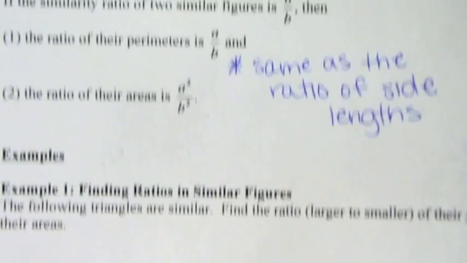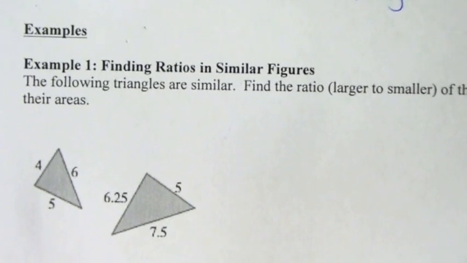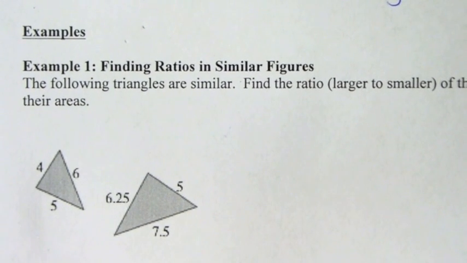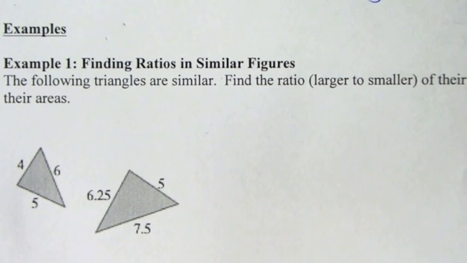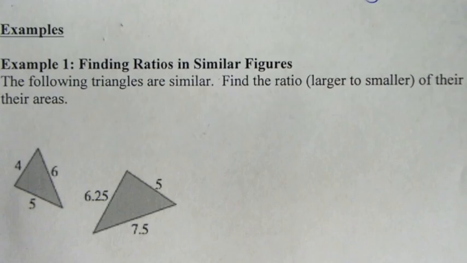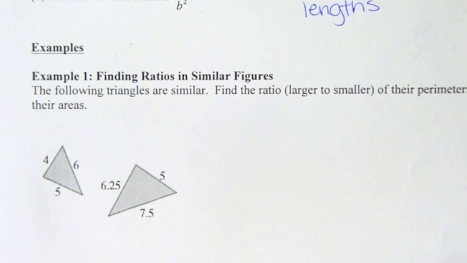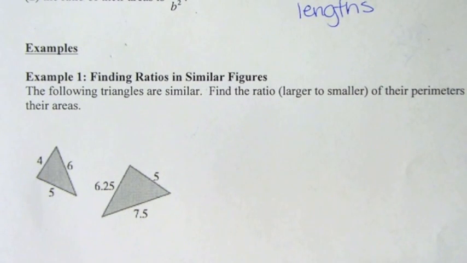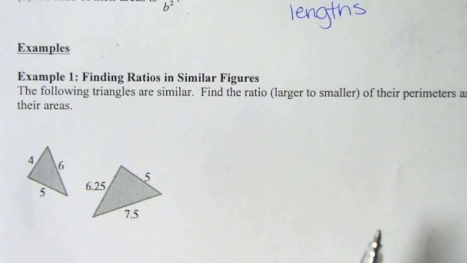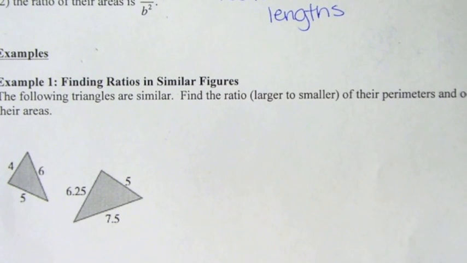All right, so here's our first example. Okay, the following triangles are similar. We want to find the ratio, larger to smaller, of their perimeters and of their areas. See if we can squeeze all those words in there. Don't want to zoom out too far because then you can't see.